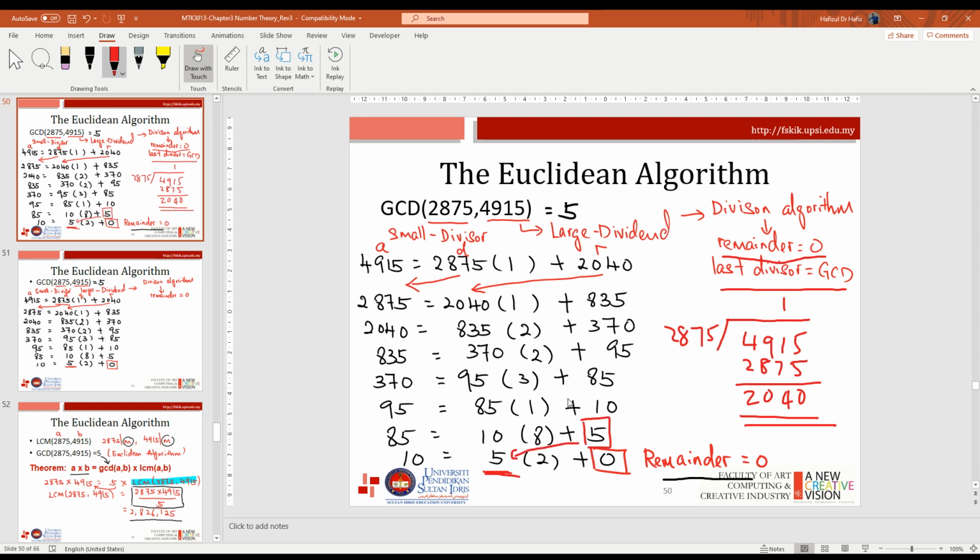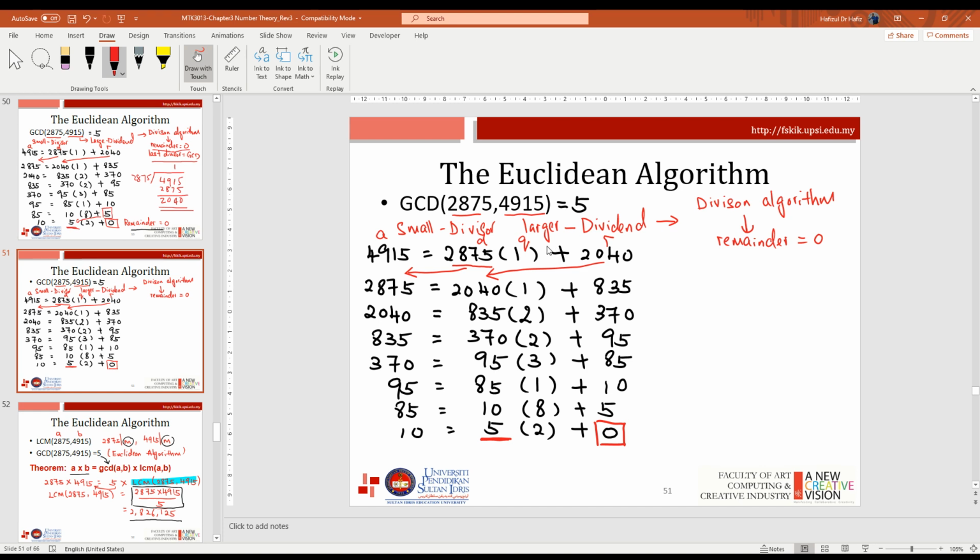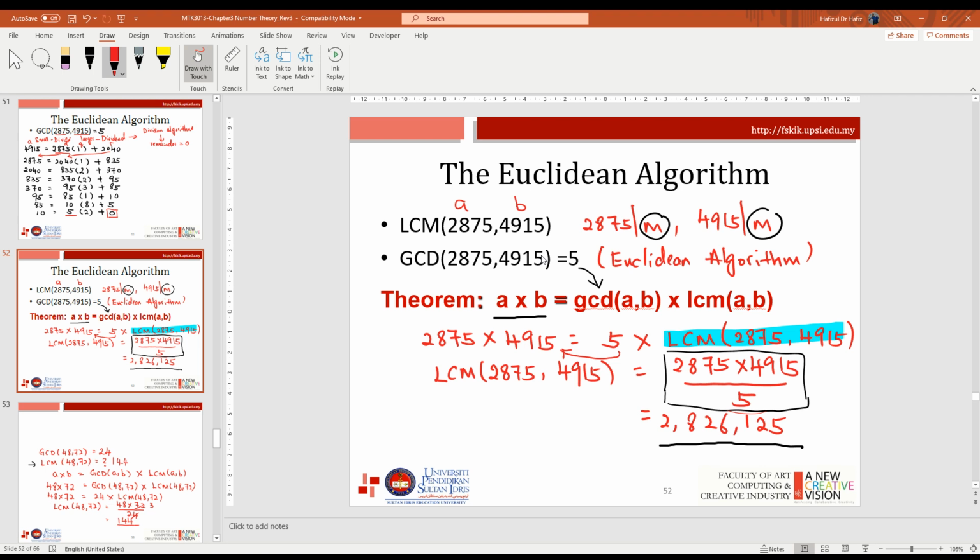Okay, same goes here. Equivalent to 5. For the Euclidean algorithm for the GCD, we can also use this theorem. 2875 multiplied by 4915 divided by 5 is equivalent to 2,826,125.